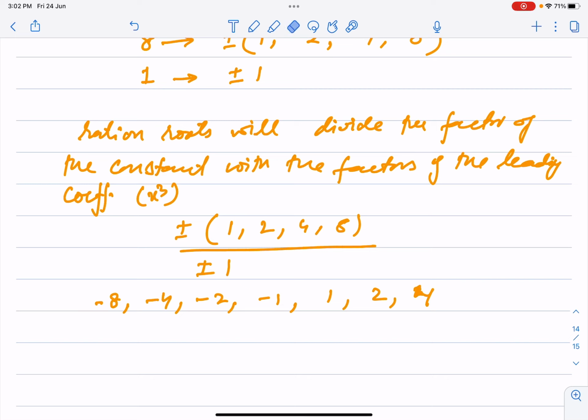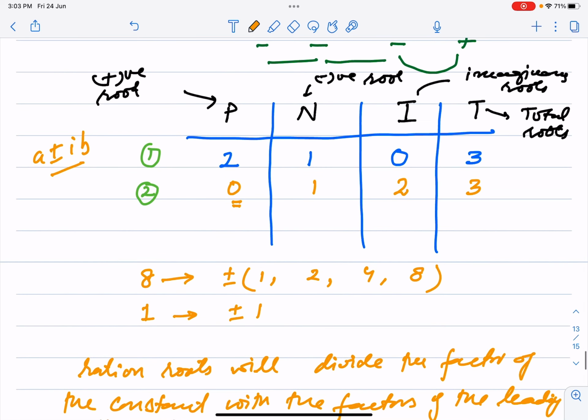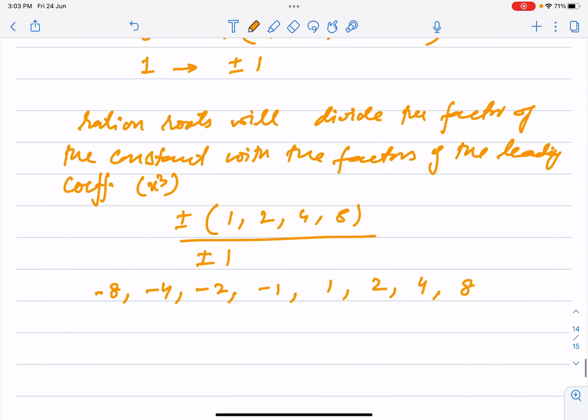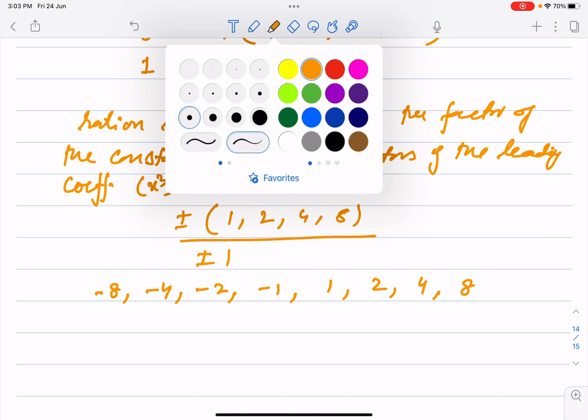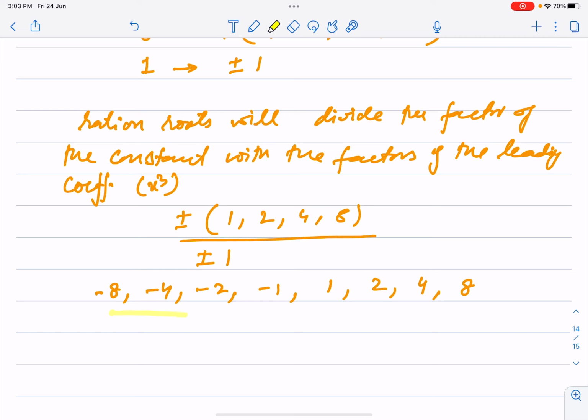Let me write it properly. 1, 2, 4, and 8. So here we see that there is one negative root. So obviously our focus should be on the negative first. Now which among these will be the actual root? To find out, we will be using synthetic division.